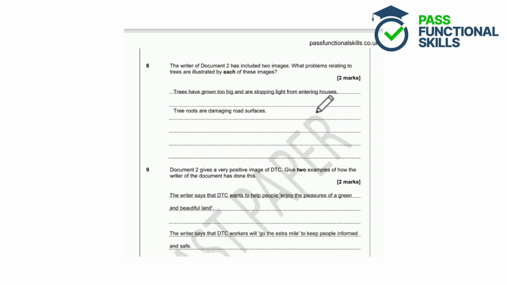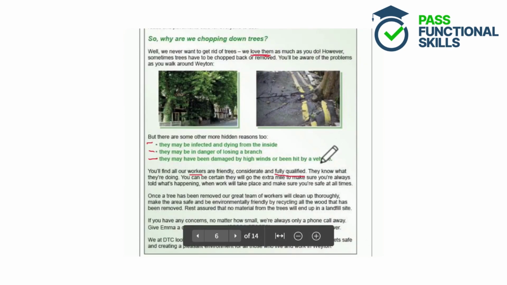Question 8. The writer of document 2 has included 2 images. What problems relating to trees are illustrated by each of these images? So again, we're looking at document 2 and we're looking at the images included in the document. And from the images we need to infer or have a look at what problems relating to trees the images are showing. So let's have a look at the 2 images.